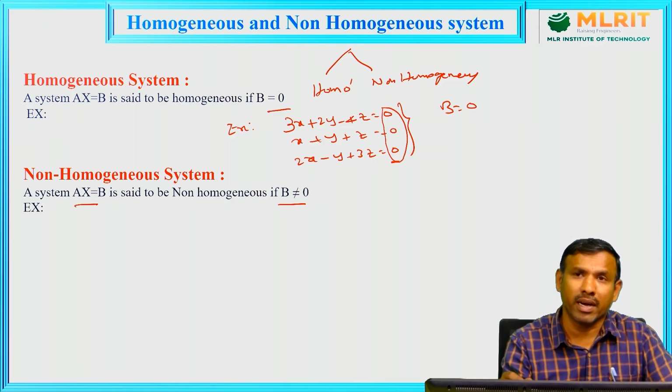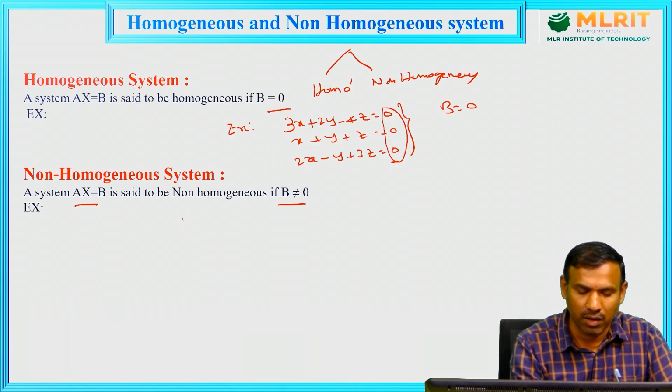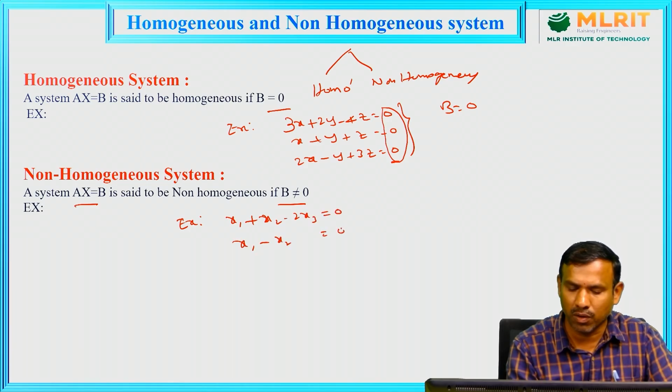Suppose at least one b value is not equal to 0, then we call the system a non-homogeneous system. Look at the example for a non-homogeneous system. Suppose x1 + x2 - 2x3 = 0, x1 - x2 = 0, and 3x1 + 4x2 - 6x3 = 0.